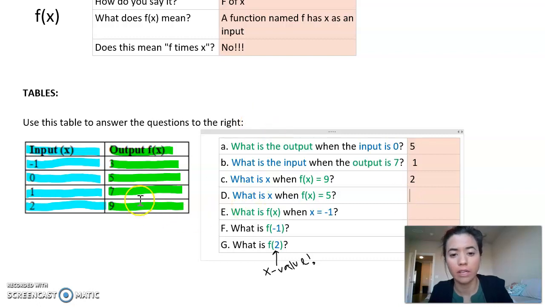Alrighty, so I think next time I'm going to pause myself. It's really weird just waiting silently. So what is x when f of x equals 5? F of x equals 5 right here, and x was 0.